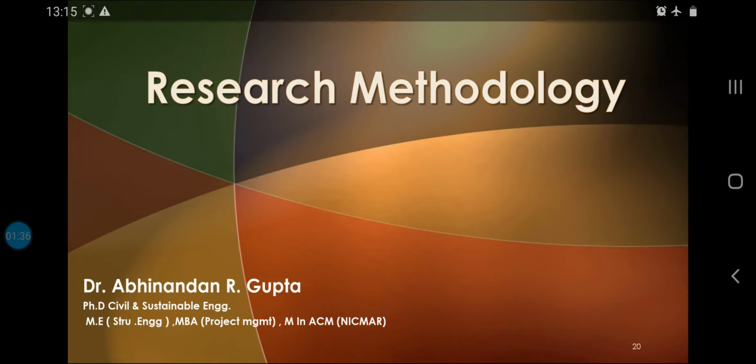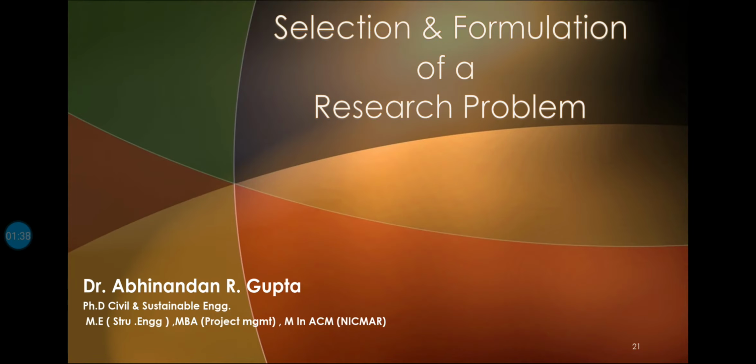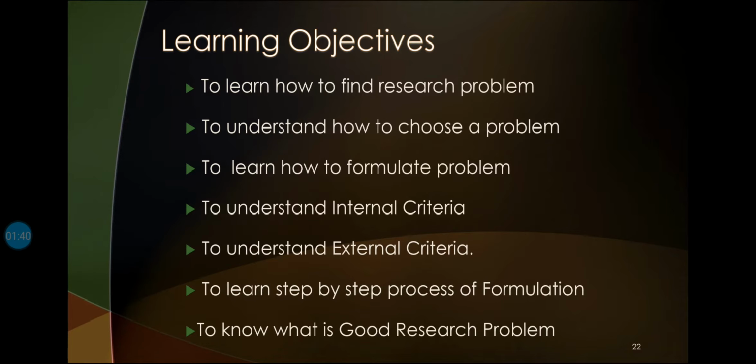we will consider the part that is related to finding out the research problem, then to understand how to choose the research problem, learn how to formulate a problem, to understand the internal criteria as well as to understand the external criteria, to learn step-by-step process of formulation of research problem, and to know what is good research problem.